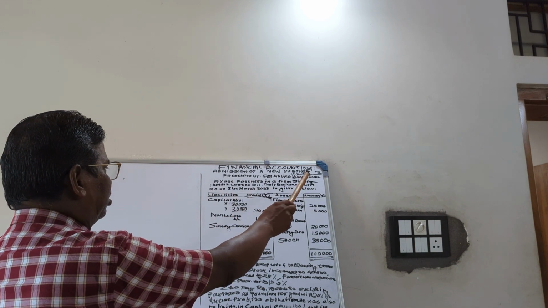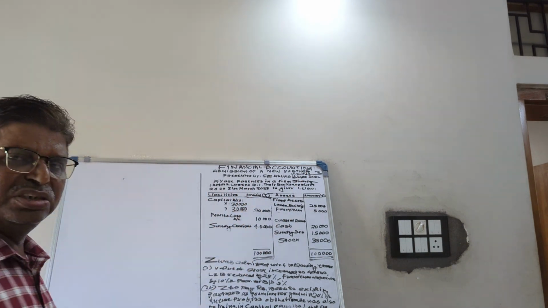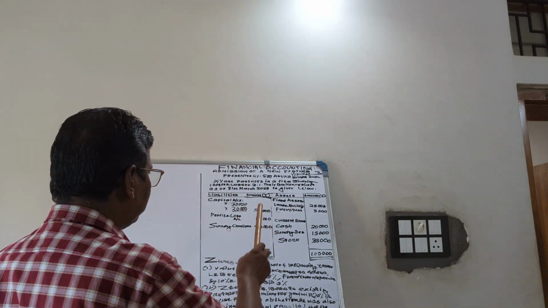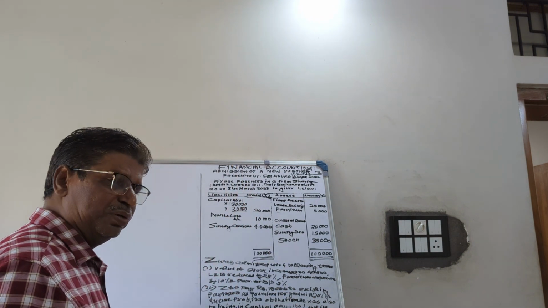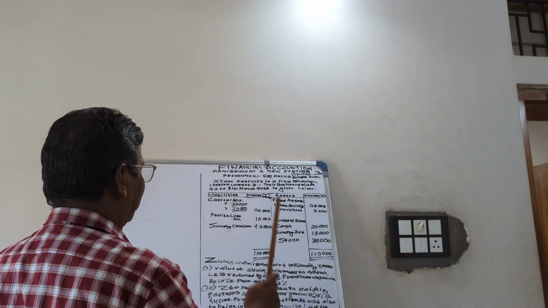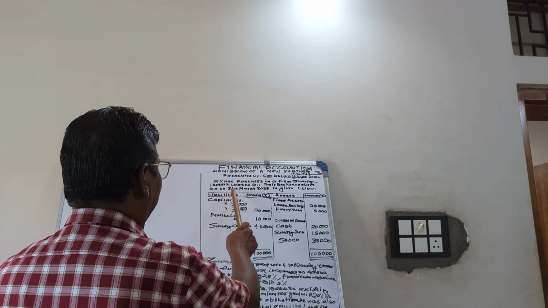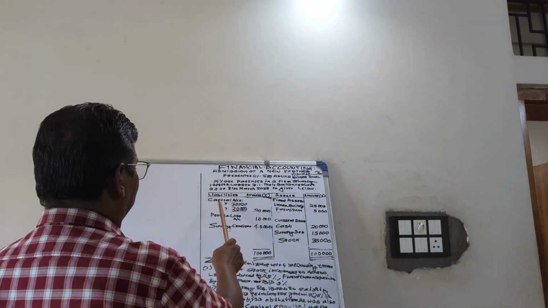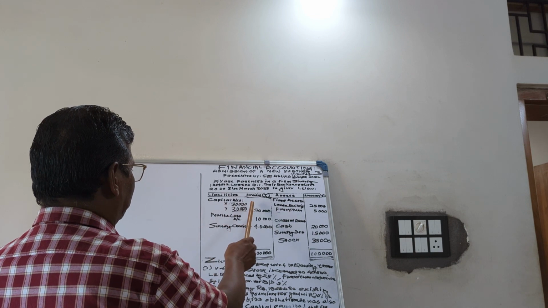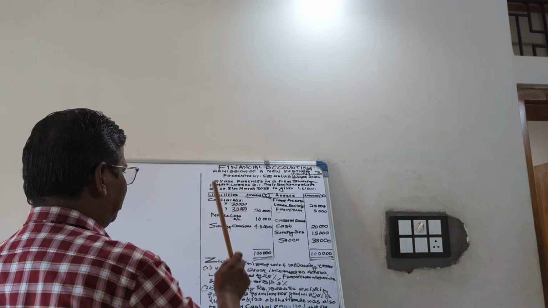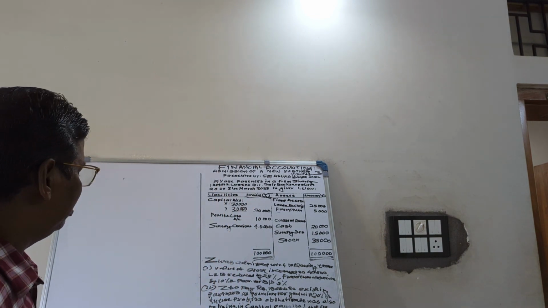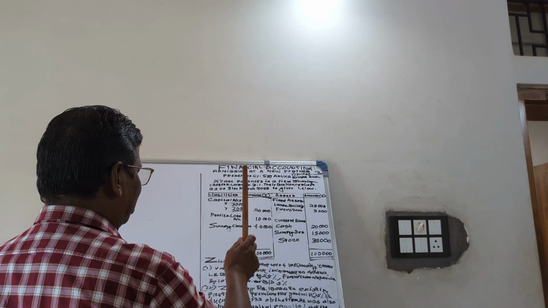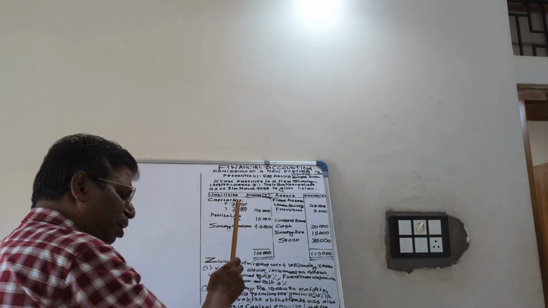X and Y are partners in a firm sharing profit and losses in the ratio of 3:1. That means X was getting 3/4 share of profit and Y 1/4 share. Their balance sheet as on 31st March 2023 is given below. Under capital accounts, X's capital was 30,000 and Y's capital 20,000, total 50,000. Then the profit and loss account is 10,000, that is known as undistributed profit.